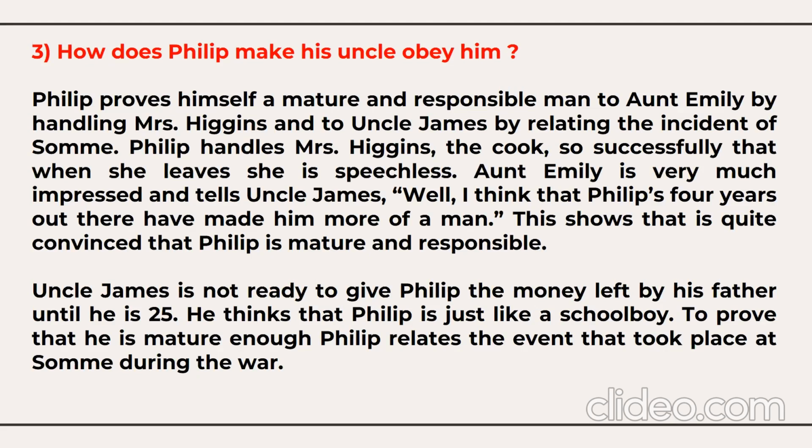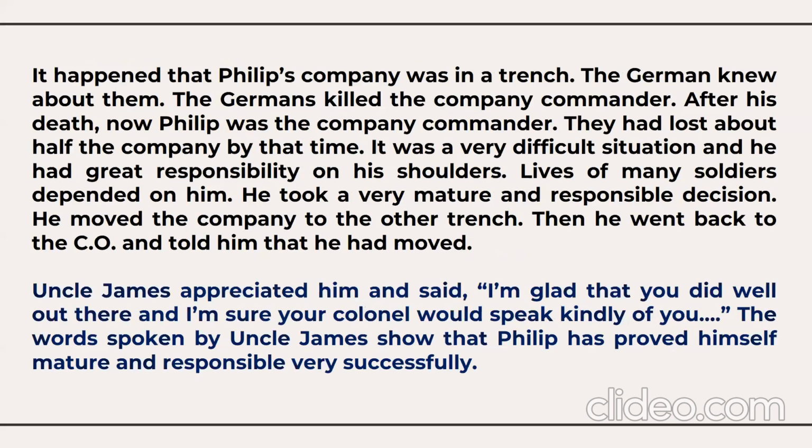Uncle James is not ready to give Philip the money left by his father until he's 25. He thinks that Philip is just like a schoolboy. To prove that he's mature enough, Philip relates the event that took place at Somme during the war. It happened that Philip's company was in trench. The Germans knew about them. The Germans killed the company commander. After his death, now Philip was the company commander. They had lost about half the company by that time. It was a very difficult situation and he had a great responsibility on his shoulders.